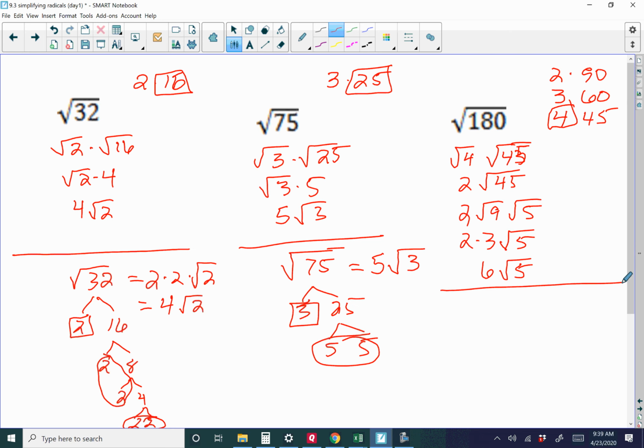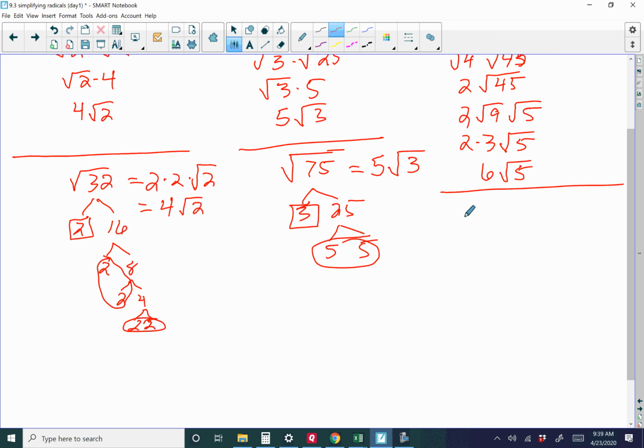So let's look at it using a factor tree. If I have the square root of 180, the way I would do this, and you can start anywhere you want, is I would say, hey, 180 breaks up into 2 and 90. And 90 breaks up into 9 times 10. 9 breaks up into 3 times 3, prime factors. 10 breaks up into 2 and 5. These are all prime factors.